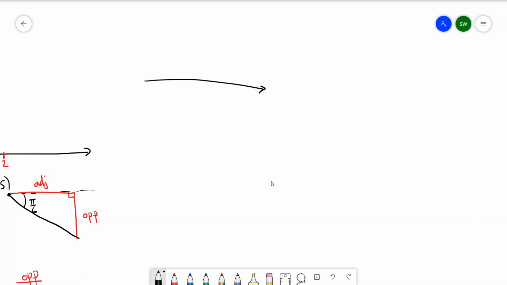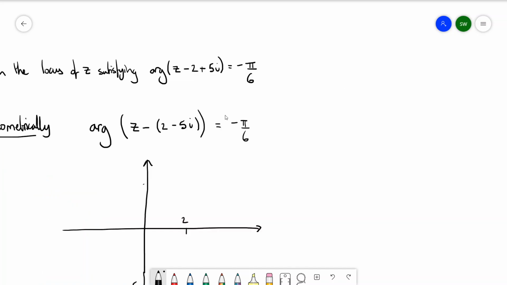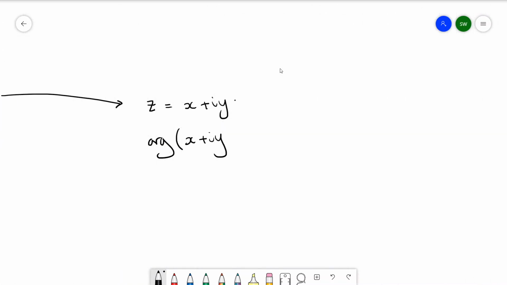So finally, let's look at a different way of thinking about this line algebraically. Well, let's say that z is going to have coordinates x, y in the Argand diagram. So z is x plus iy. Then we want the argument of x plus iy, I'm just replacing z with x plus iy, minus 2 plus 5i. So the argument of x plus iy minus 2 plus 5i equals minus pi over 6.